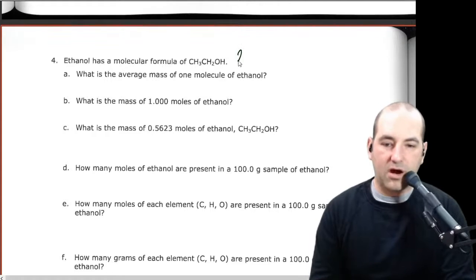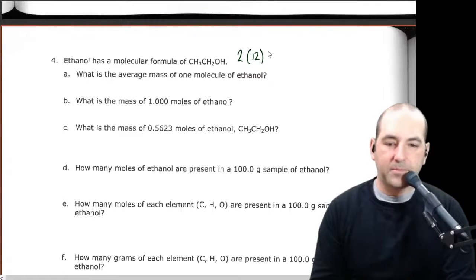So I've got 2 carbon atoms times about 12 grams per mole per carbon. There's some decimal places there. We're just going to leave it like that. And then we're going to add that to the numbers for hydrogen and then for oxygen. So we've got 2 times 12 is 24, plus 6 is 30, plus 16 is 46.